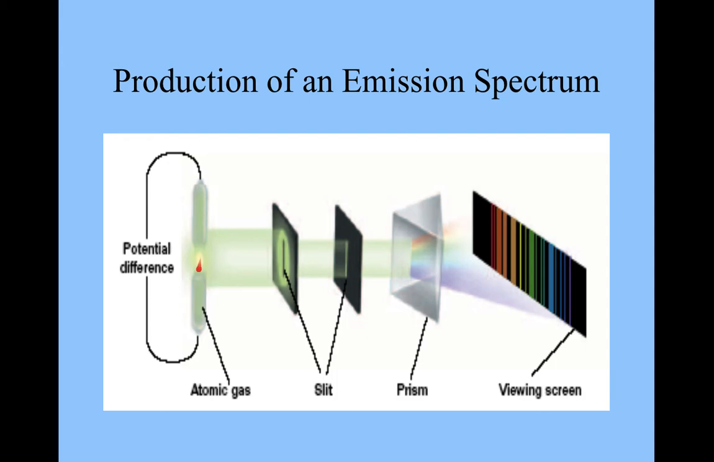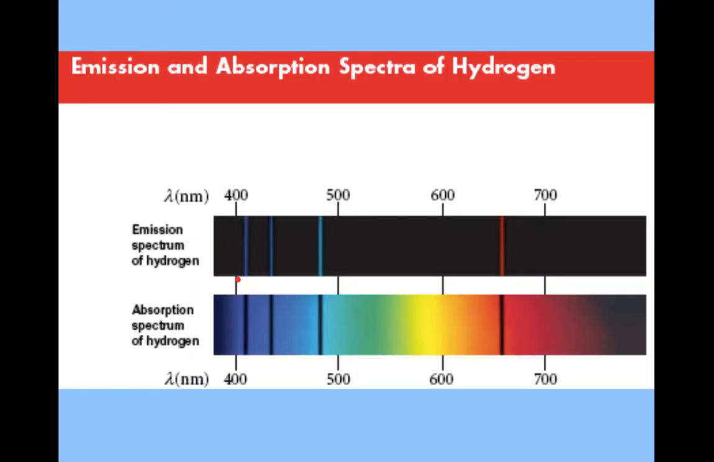This is a lab that we would have done if we were in school, but this is not the case. So you get two types of spectral patterns. You either get emissions.